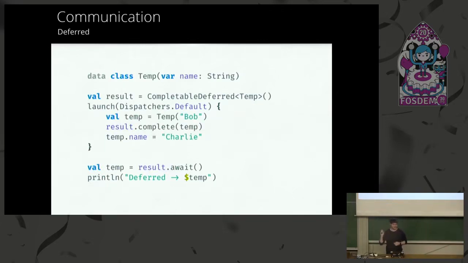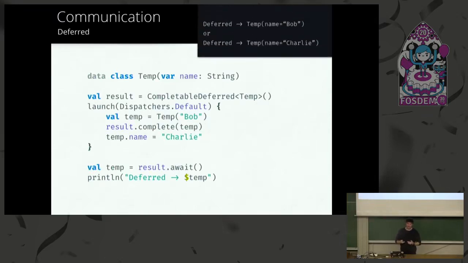This example is just to show that even though a deferred or completable deferred is a safe way of communicating, we still can't share state, because altering the object that we send to complete, after we send it, will actually still alter the object. So it's not safe to assume that whatever we complete is going to stick forever. So we should use a val instead. We don't want to do it like this.